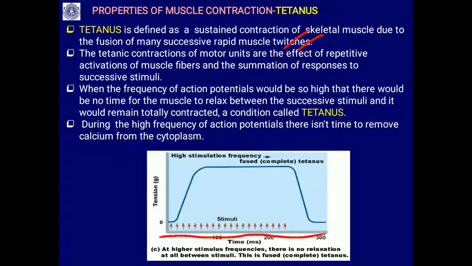So such tetanic contraction: you can see the repetitive activation of the muscle fiber, the summation of the response to successive stimuli. So what happens, you can see the myograph will be like this now. When the frequency of the action potential is so high that there is no time for the muscle to relax, the successive stimuli keep it in a totally contracted state. So this is called tetanus.